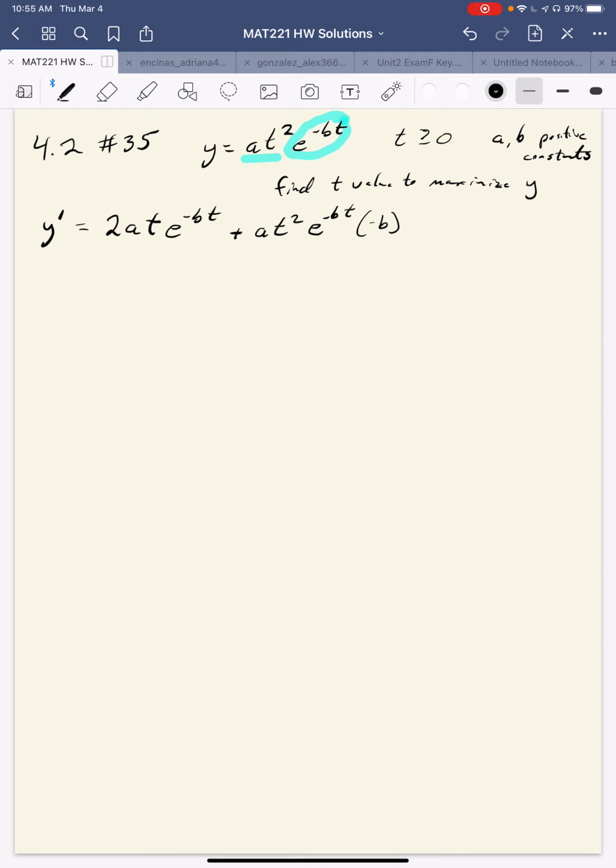Okay, so now let me go ahead and just clean this up a little bit. y prime equals 2at e to the negative bt minus abt squared e to the negative bt. And I'm going to be setting that equal to 0 so I can find those critical points, those potential turning points. And so I say 0 equals 2at e to the negative bt minus abt squared e to the negative bt.